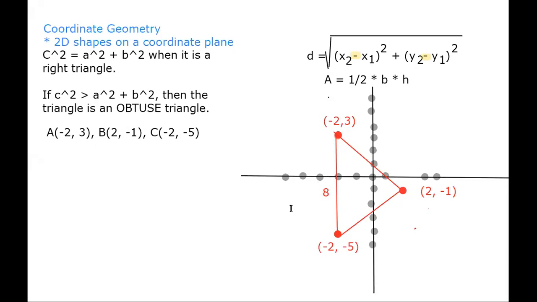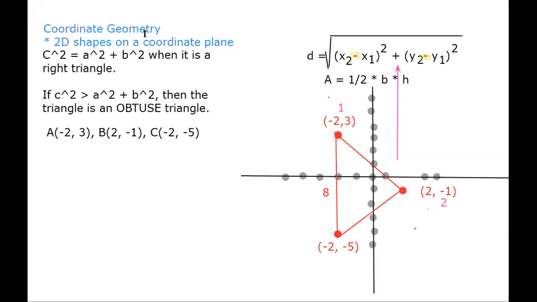How are we going to find the length of the side of the triangle? Hopefully you're already saying to yourself, oh my, we have to use that distance formula again. Yes. So we're going to make one of these number 1 and one of these number 2. Let's make this one number 1 and we'll make this one number 2, and we'll plug them right into that distance formula.